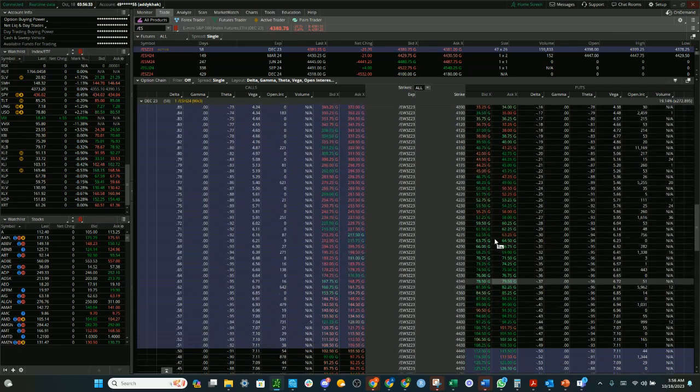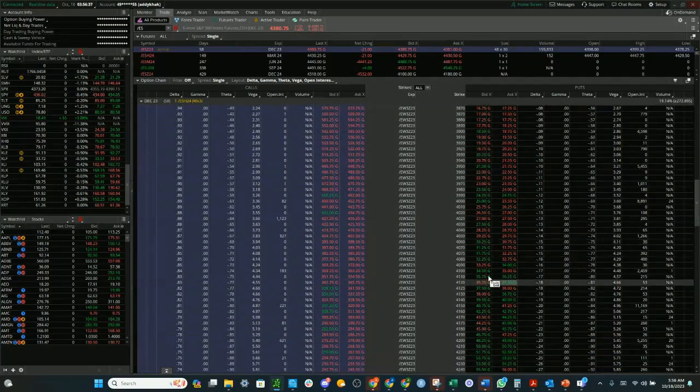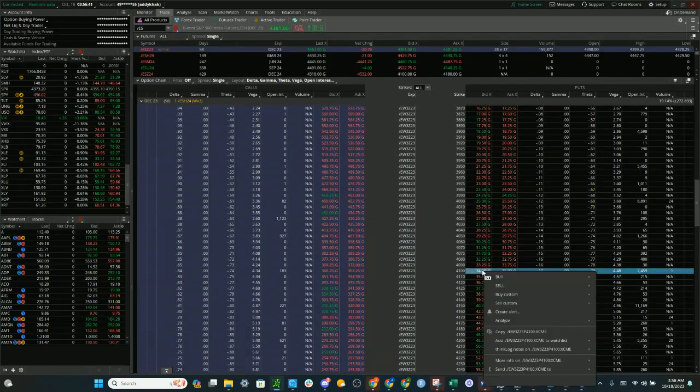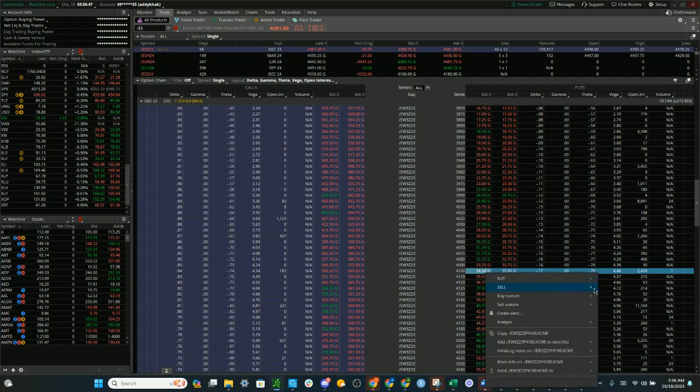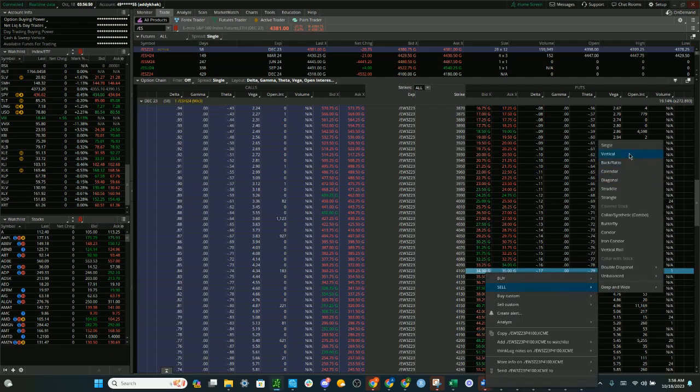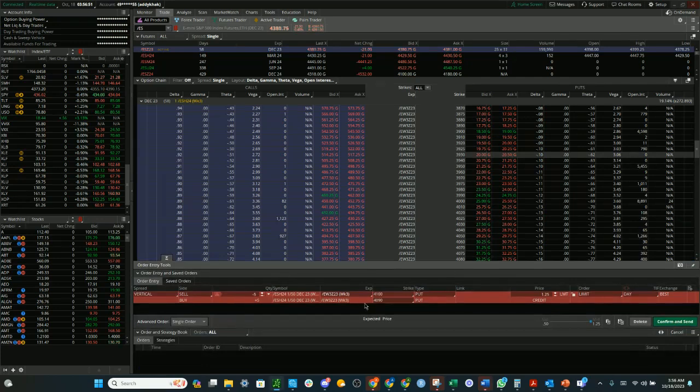But for now, 17 deltas is my sweet spot. So here it is, 4100, I'll select this one. Same 17 deltas, I'll select the lower one. And in ES we go $20 wide. So we sell a vertical here, and our long side is $20 wide. So 4080.